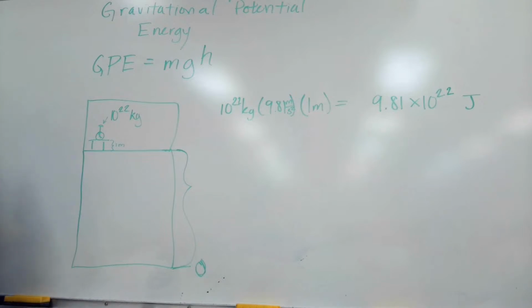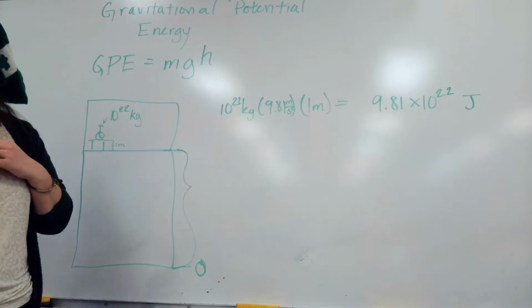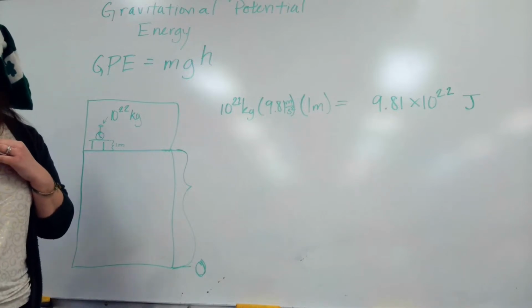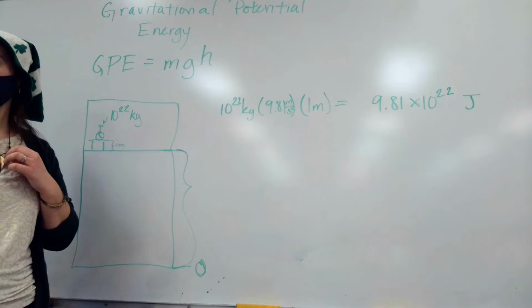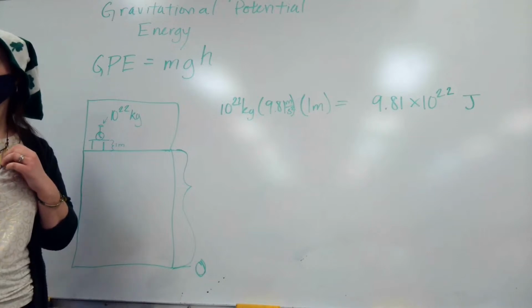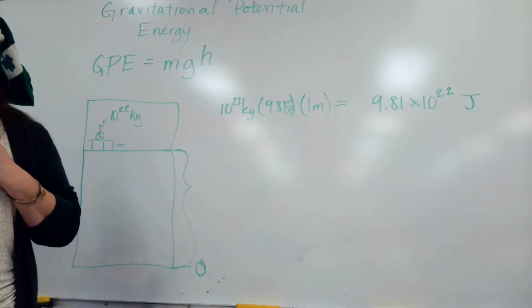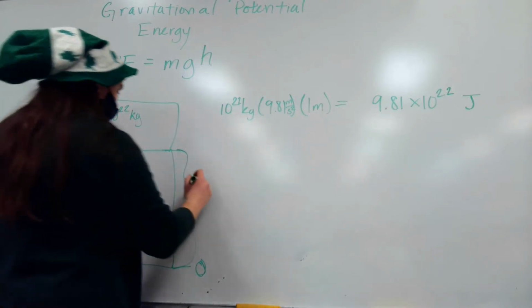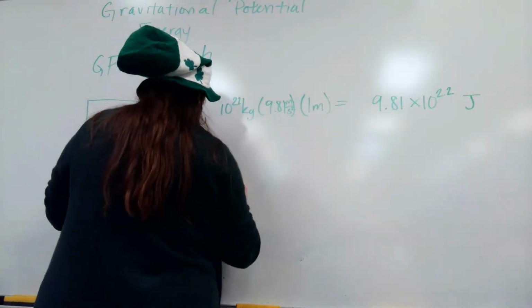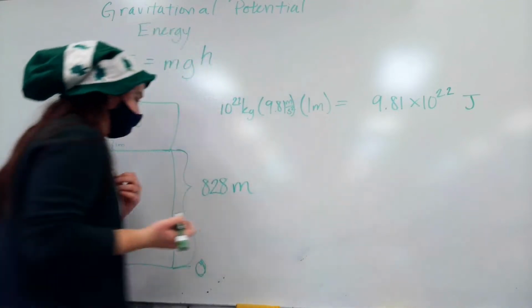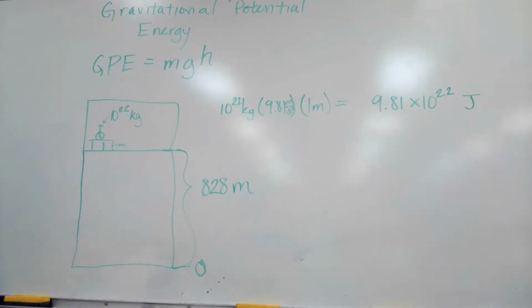Are we going from the top of the building or to the tip of the building? Top. That's like 0.8. It's 828 meters. We want meters, so we don't want kilometers. So it's 828. All right, so we've got 828 meters.